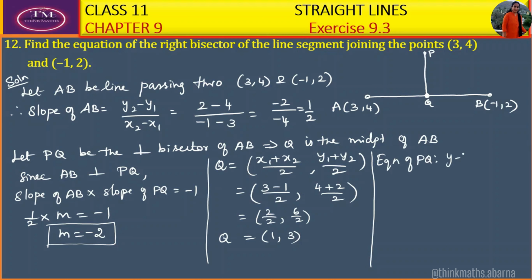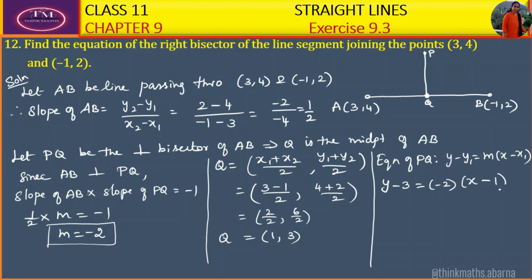It is y minus y1 equal to m into x minus x1. If we have a point and the slope, this is the general form. So it is y minus, what is y1? It is 3. What is the slope? It is minus 2 into x minus, what is x1?